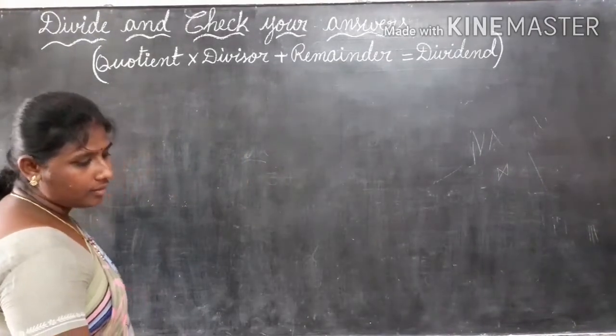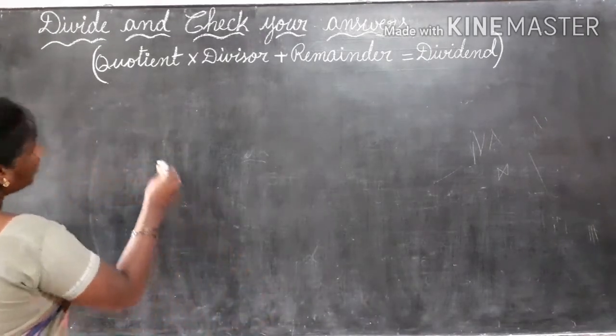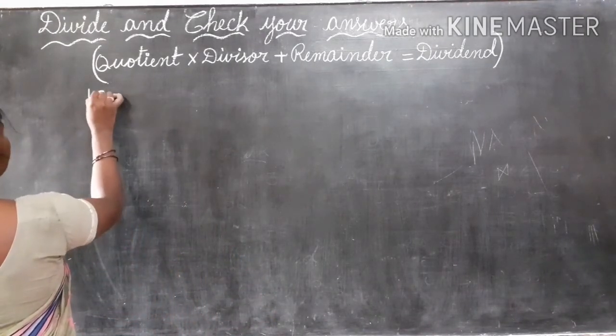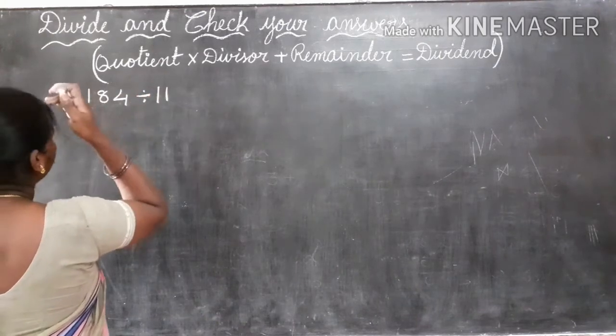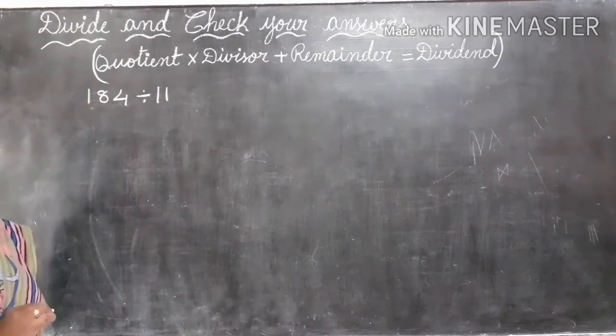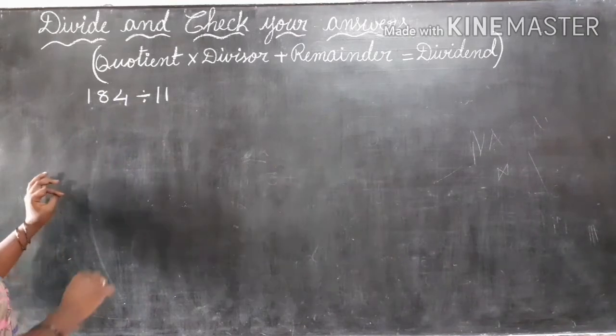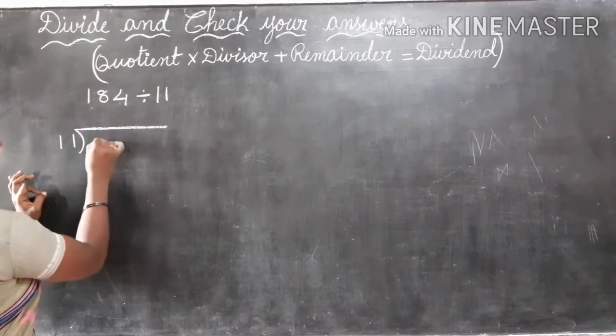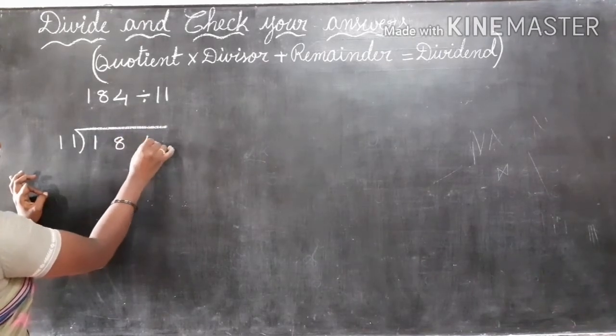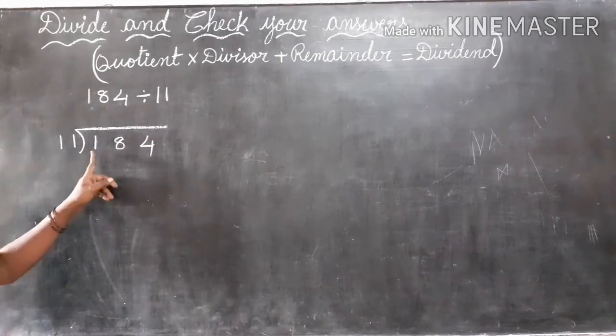Okay, in that first problem, 184 divided by 11. So we have to do division with 11. Here, 11, and 184. So here what is the first number?